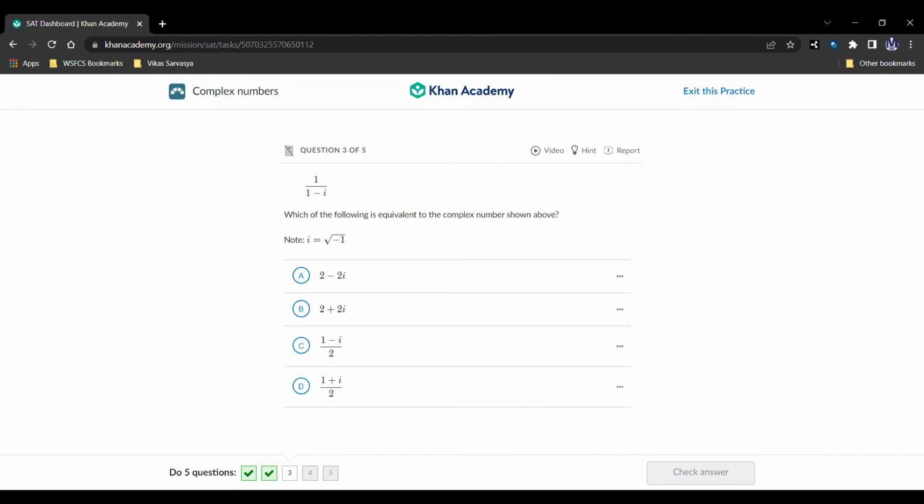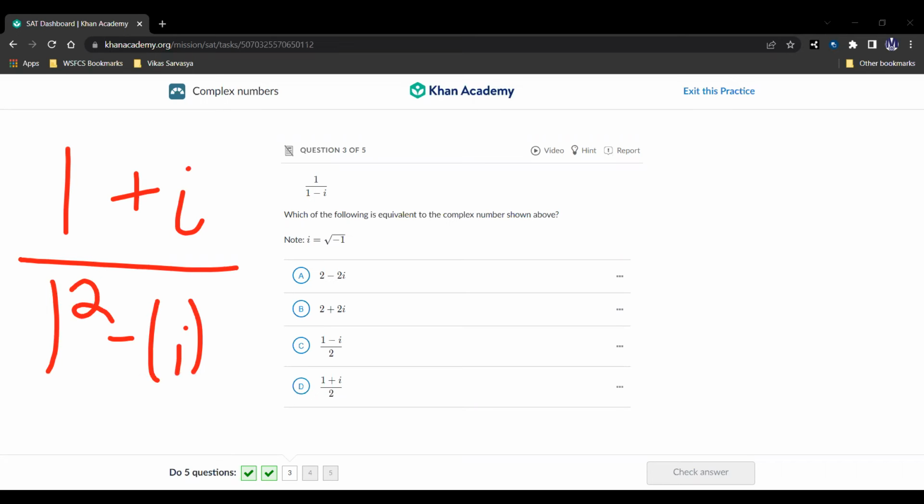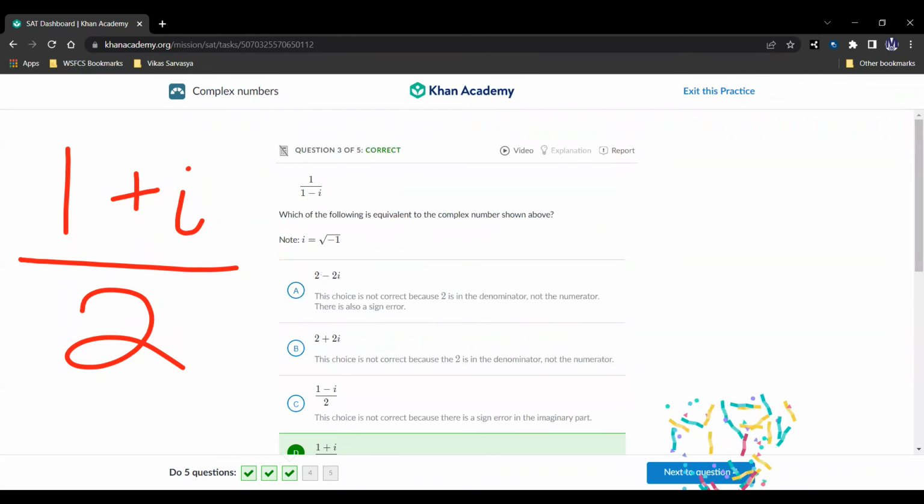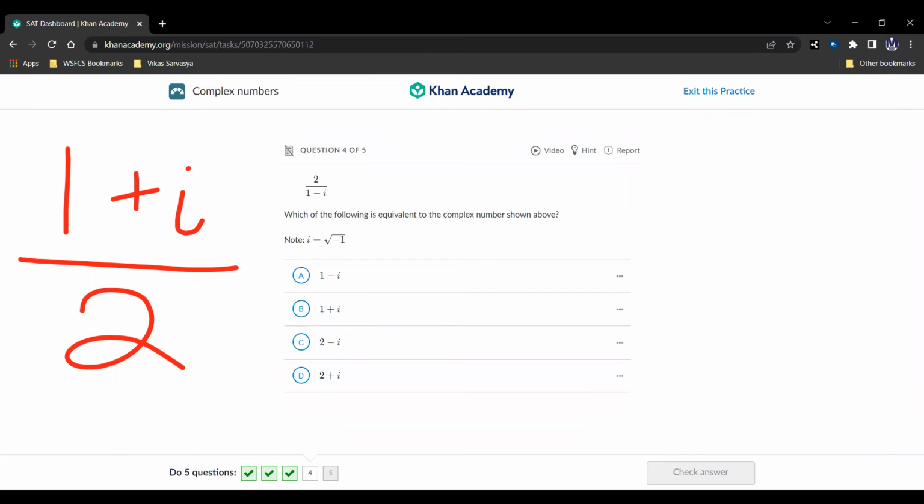Here the conjugate is going to be 1 plus i. So we're going to end up with 1 plus i in the numerator, times the 1 plus i times 1 minus i. That's going to be 1 squared minus i squared, which is 1 minus -1, or 2. So our answer is going to be 1 plus i over 2. Answer choice D. Let's keep going. Once you get the idea of the conjugate, once you're familiar with it, it goes extremely, extremely quickly.